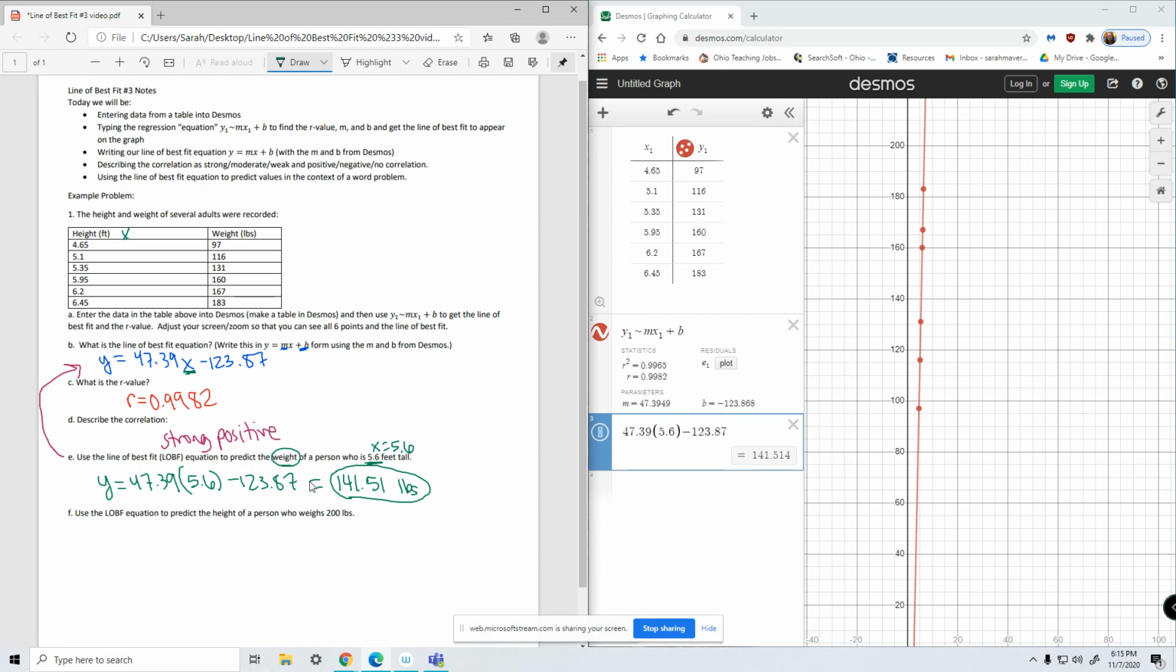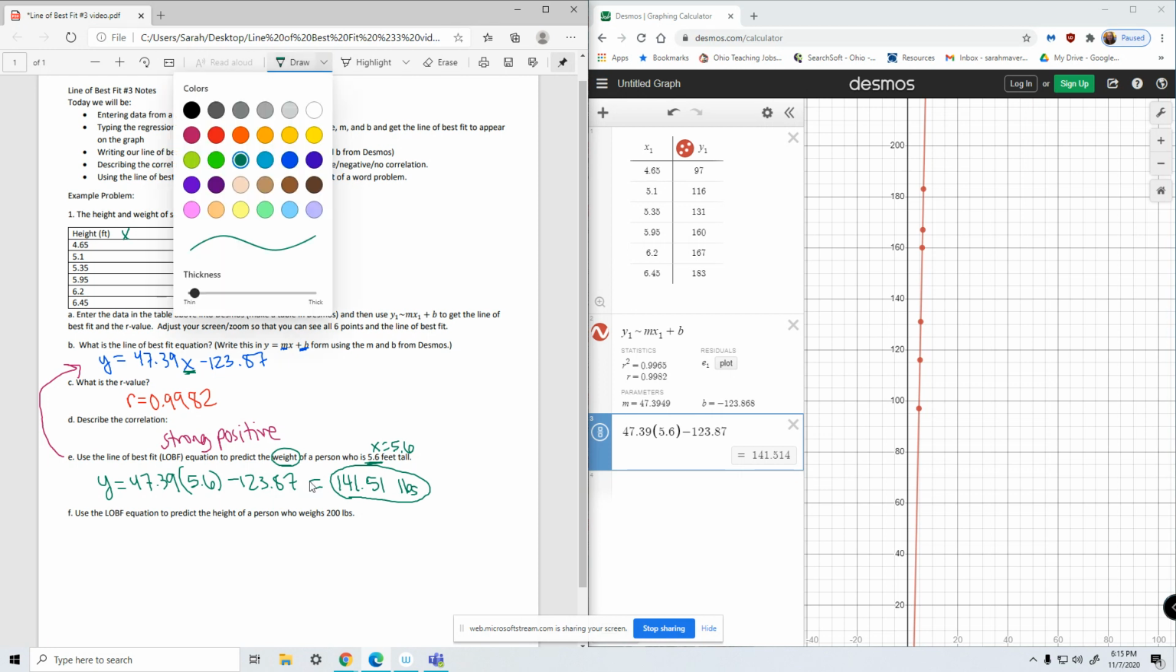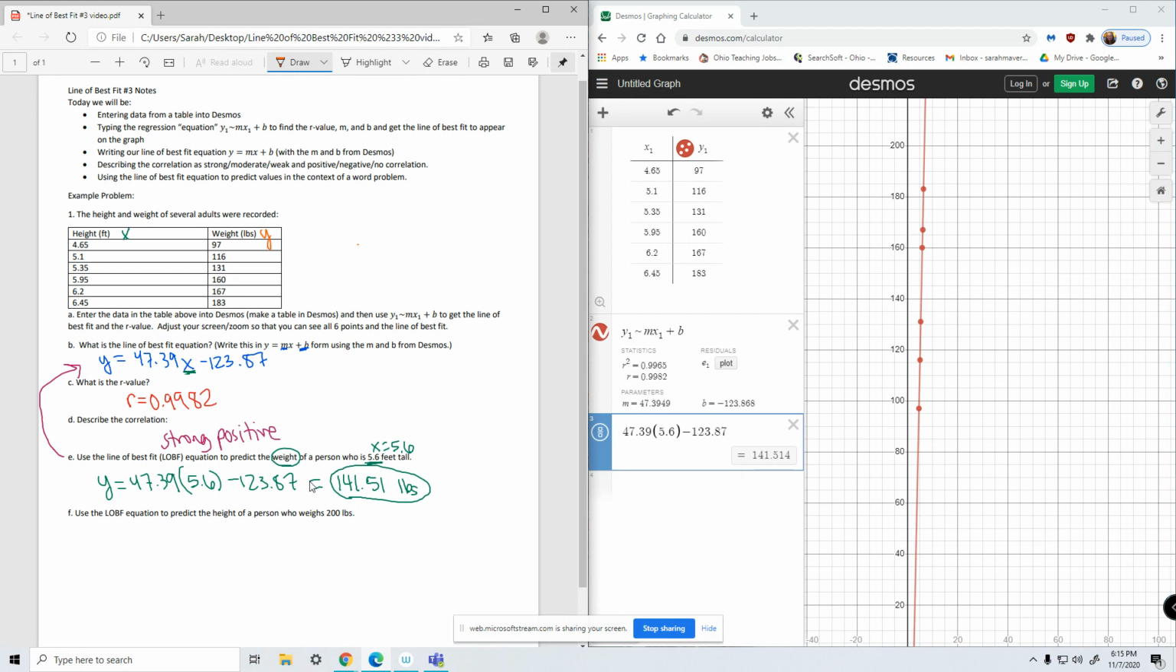Part F also wants us to use our line of best fit equation, but in part F, they want us to predict the height of a person who weighs 200 pounds. They've given us a weight this time. Weight is a y value. So we're going to put this 200 in. We're going to put it into the y spot in our equation. So it's going to go here instead of y. So instead of y, 200 equals, and then the rest of the equation stays the same.